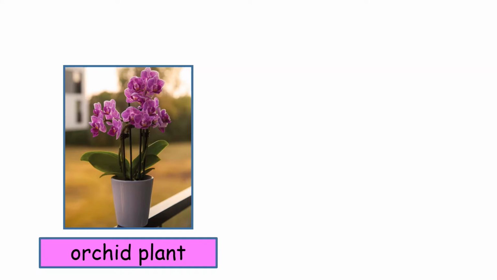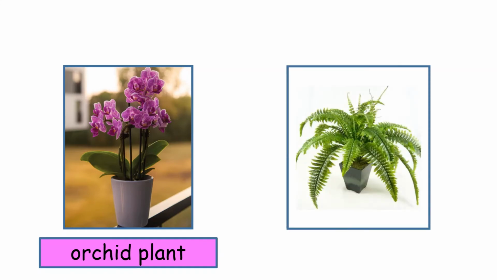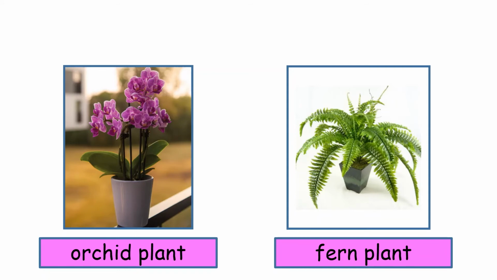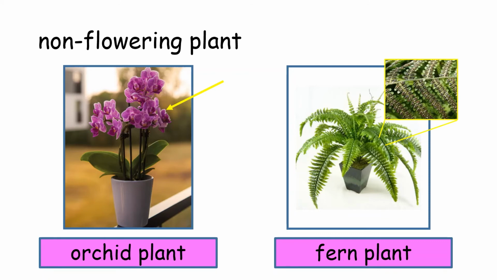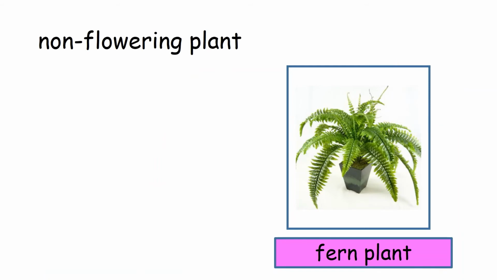This is an orchid plant, and this is the fern plant. Which plant is the non-flowering plant? The orchid has flowers, but the fern doesn't have flower. It has spores. Thus, the fern plant is the non-flowering plant.